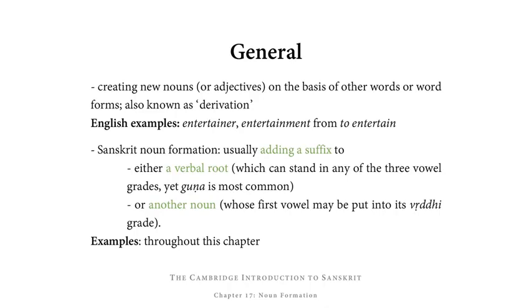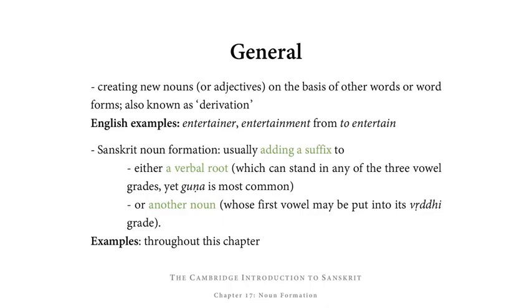Here we're going to look at the process of creating new nouns or adjectives on the basis of other words or word forms, that is also known as derivation. Examples of words formed by means of word derivation in English would be words such as entertainer and entertainment from the basis of to entertain.